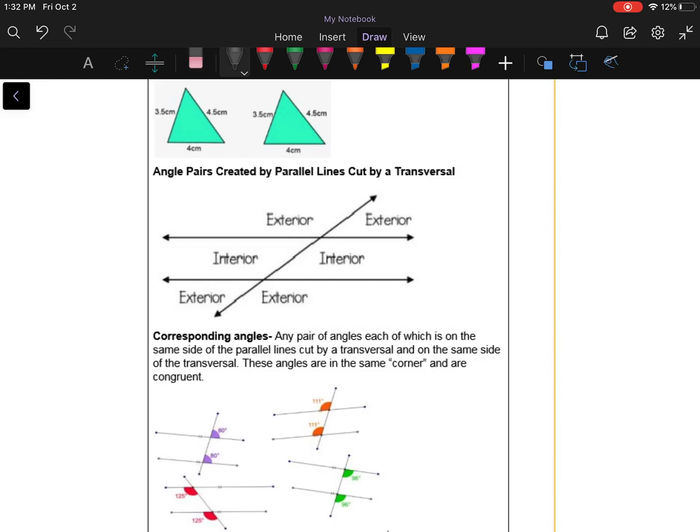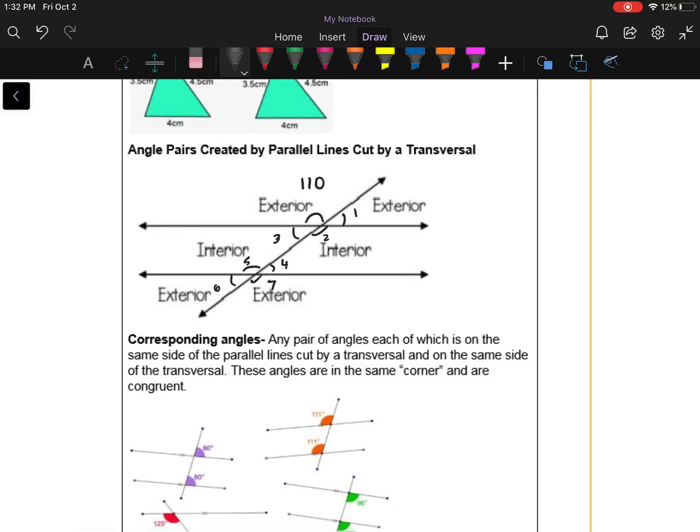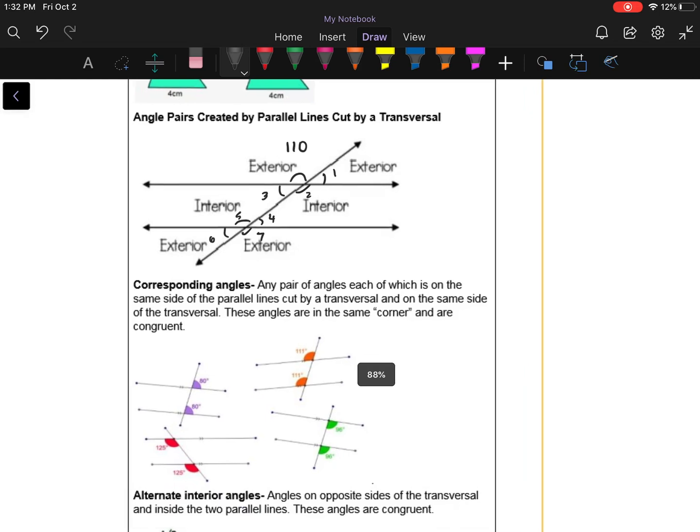One of the little things I did with you in class that I thought was a fun activity was I gave you the measure of one angle and asked how many angles you could find the measure of. I labeled all of them: this is angle 1, this is angle 2, this is angle 3, 4, 5, 6, and 7. The truth is that just given one angle, you can find the measure of all of these using the properties that we covered in class.